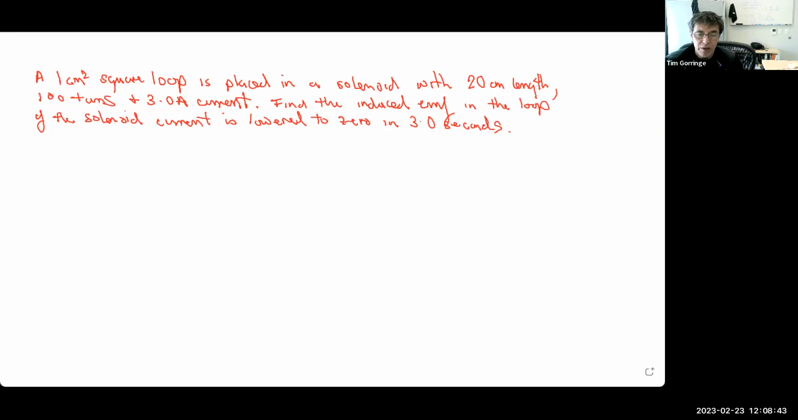Firstly, I'm going to think about when the solenoid is on. When the solenoid is on, there's a magnetic field. I'm going to calculate that. When the solenoid is on, there's a magnetic flux through the coil. I'm going to calculate that.